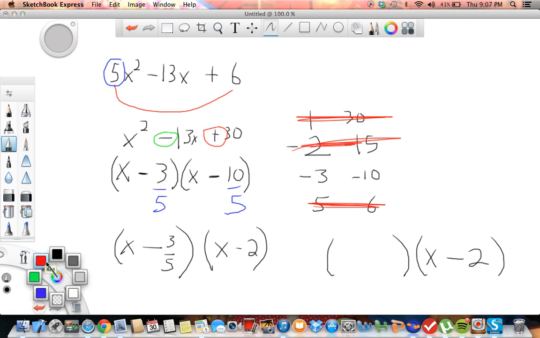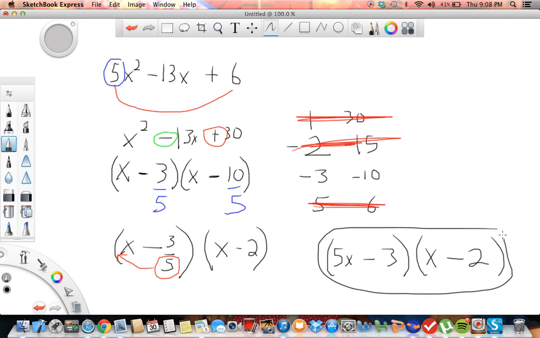Now we've got to come back to the other one though. Since it gave me a fraction, we do the bottoms up method. Take the number that's in the bottom and bring it up in front of that x right there. So that's going to leave me with 5x minus 3 in that set of parentheses. And then both of these together will be your answer. 5x minus 3 times x minus 2.